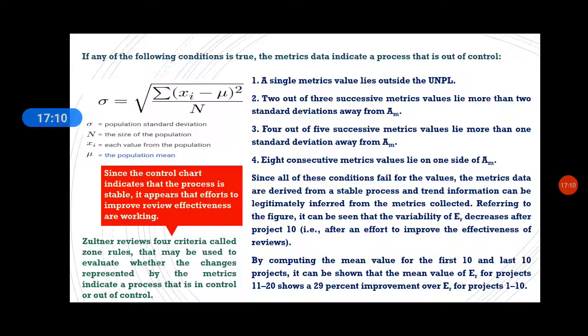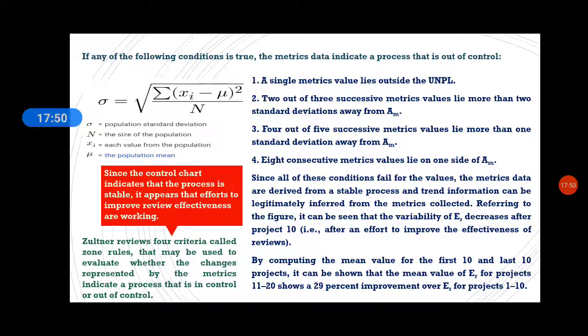The standard deviation formula is represented there: sigma equals the square root of the summation of (xi minus mu) squared divided by n, where sigma represents the population standard deviation, in this case the project standard deviation, and n is the size of the projects considered, and xi is each value from the project considered related to the process steps. Mu represents the mean value of the project.